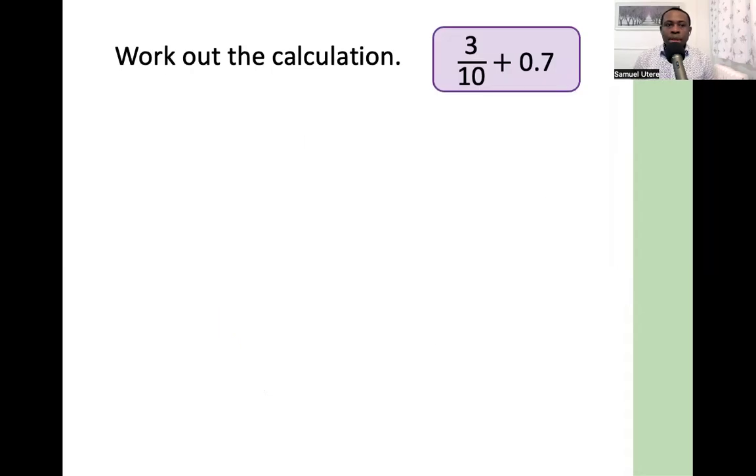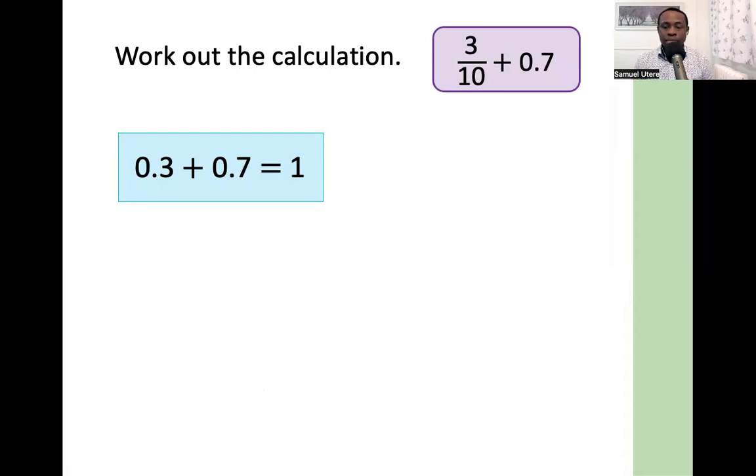Okay, let's now start to use our knowledge of equivalence to work with problems like this. So if we are asked to work out the calculation 3/10 plus 0.7, we can do it in different ways. First, we can say, well, we know that 3/10 is 0.3. So if we convert it into a decimal, we can simply add 0.3 plus 0.7, which will be 1.